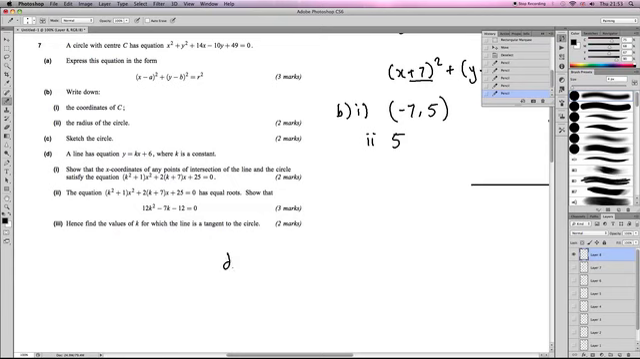D. A line equation has a value of y equal to kx plus 6. Show that the x coordinates of any points of intersection of the line and circle satisfy the equation.